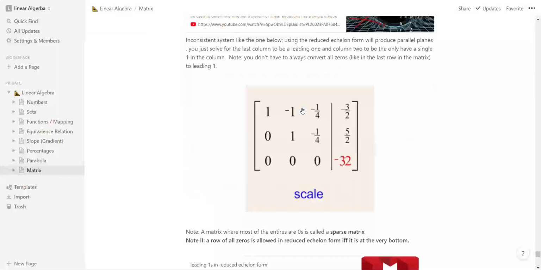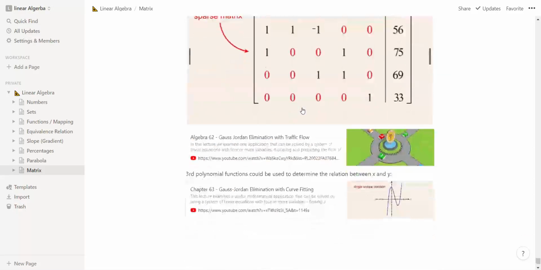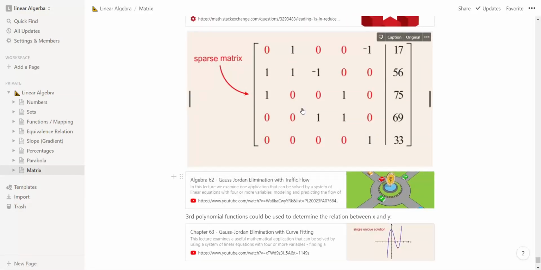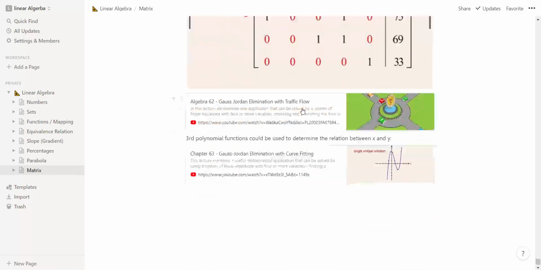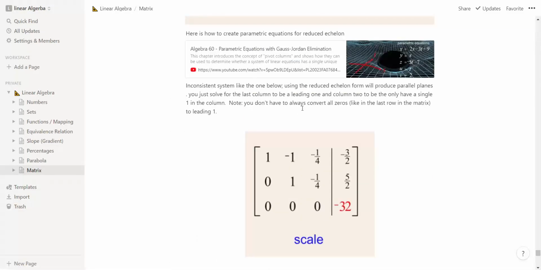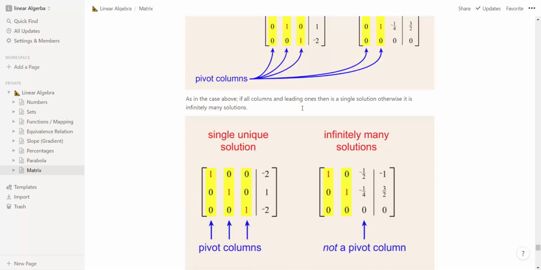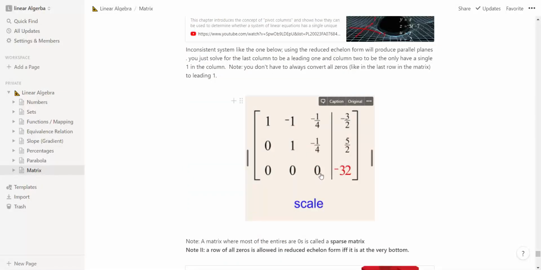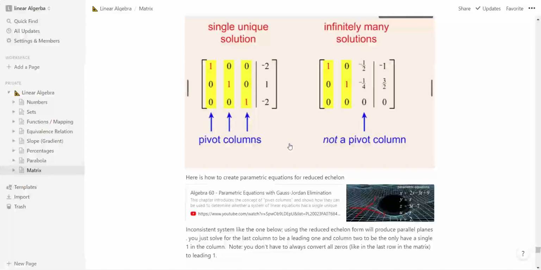This is totally fine. Now this is where things get a little tricky. No, this is totally fine too. But I don't think I have an example here where you... Oh yeah, 0 equals negative 32. That doesn't really make any sense, and for that reason, this is an inconsistent system, and there are no solutions to this problem.